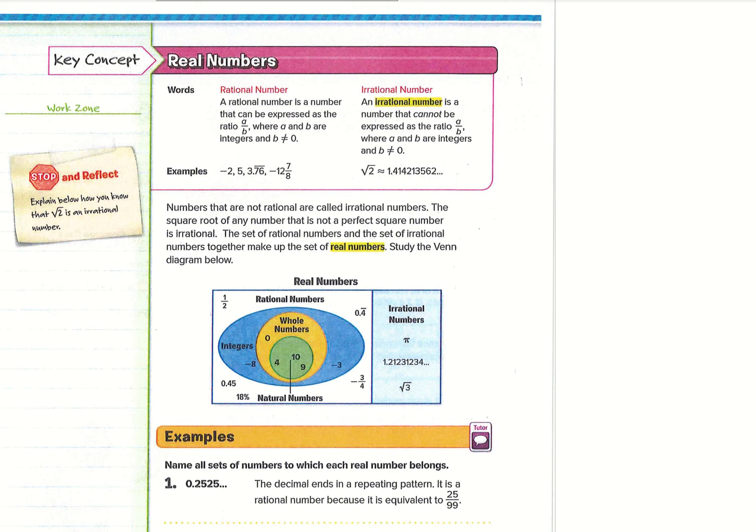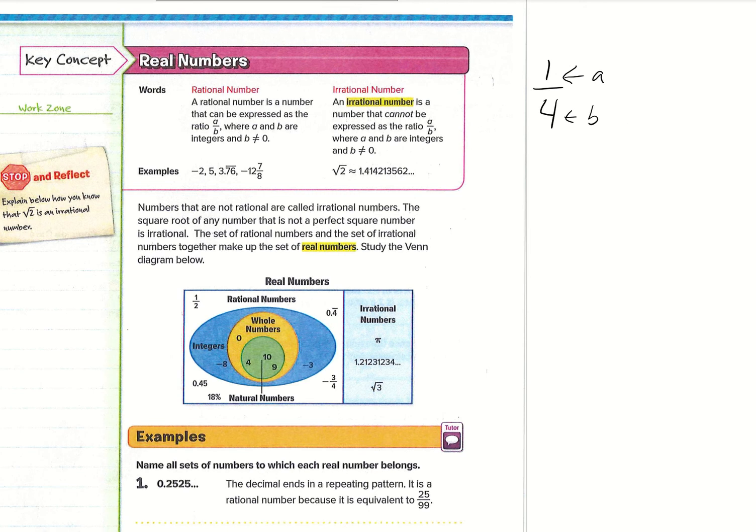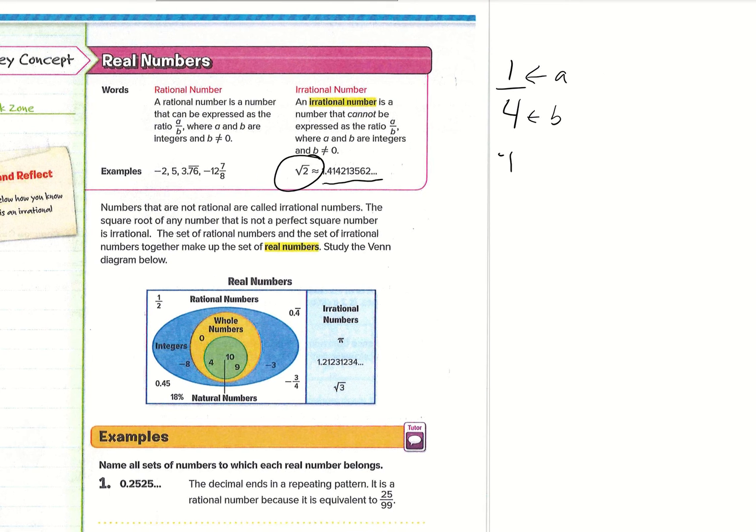To sum up, 1/4 is rational because it can be expressed as a ratio a over b. So 1 takes the place of a and 4 takes the place of b, and both of those numbers are integers. So we know this is a rational number. An irrational number would be something like the square root of 2, where it's going to go on forever. That's how you can remember it: irrational goes on forever, and I'll write that down.